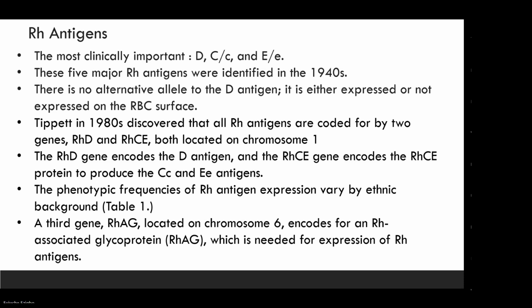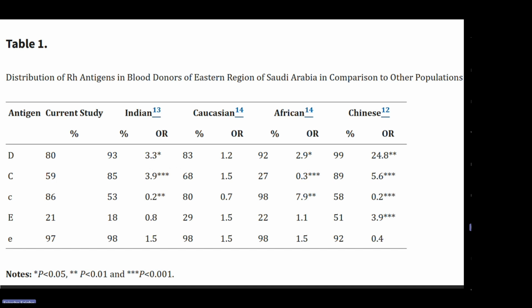Okay. So this is the distribution of rhesus genes in blood donors of the eastern region of Saudi Arabia compared with other populations. This is a distribution from this study in Saudi Arabia. I don't think we have such data for our environment. So you can see the rhesus antigens, D, C, small c, E, small e, and their frequency in the current study, Indian population, Caucasian, African, Chinese. So it depends on the African countries where they got the data.